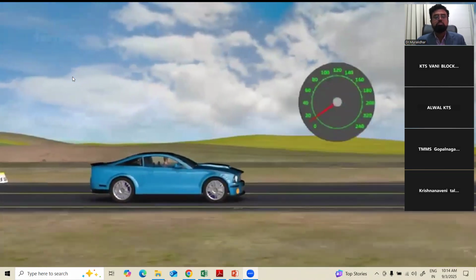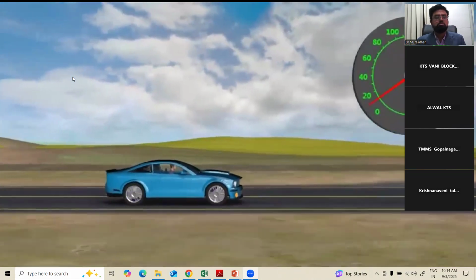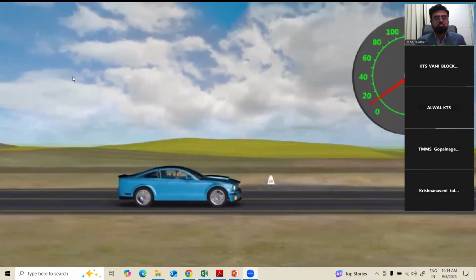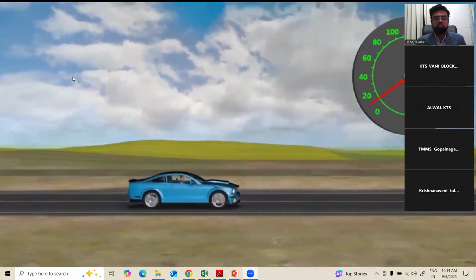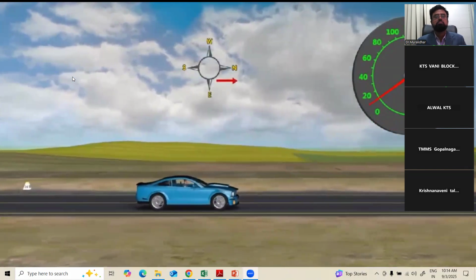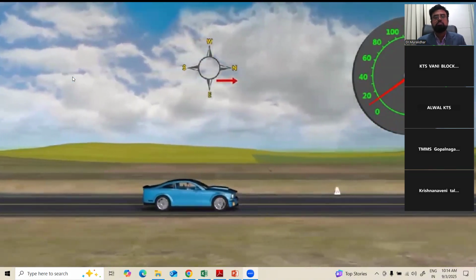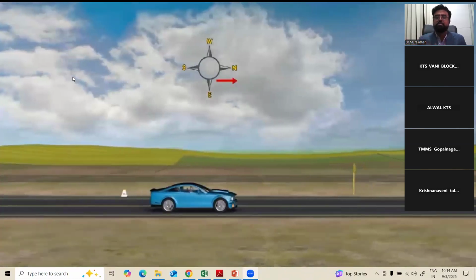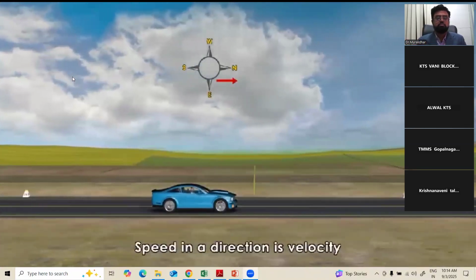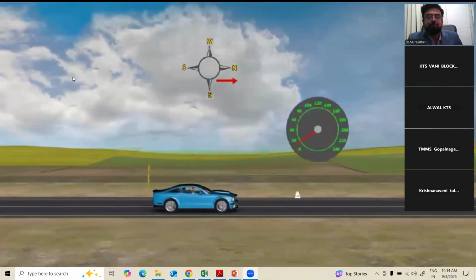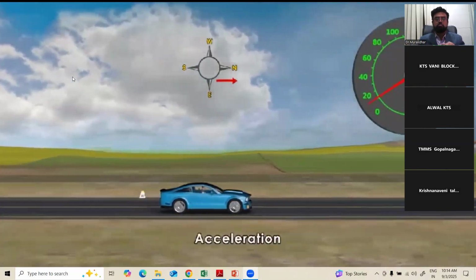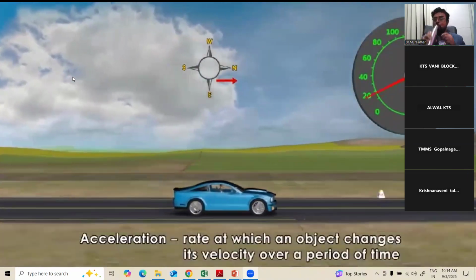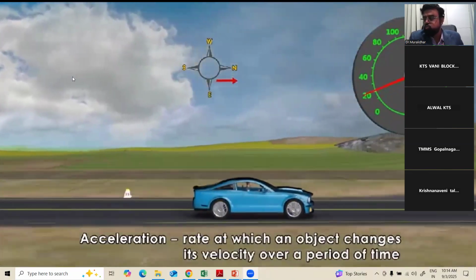Let's think of a car moving at a speed of 10 miles an hour. If we specified the direction our car was traveling in, north, for example, we would say the velocity is 10 miles per hour north. Simply put, speed in a direction is velocity. Next, we have acceleration, which is the rate at which an object changes its velocity over a period of time.